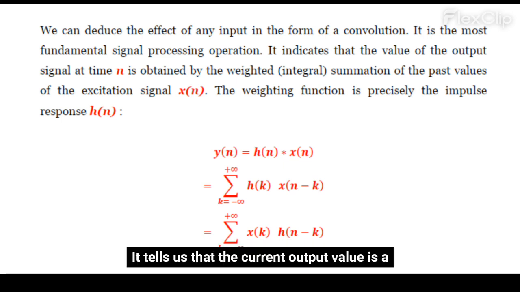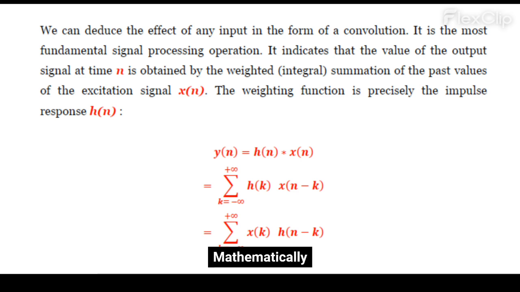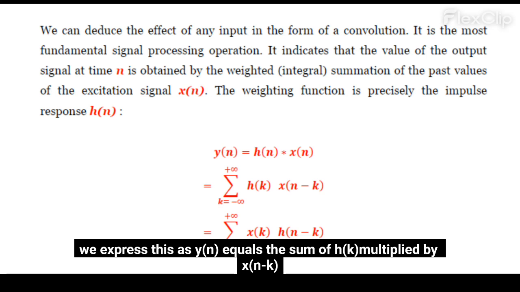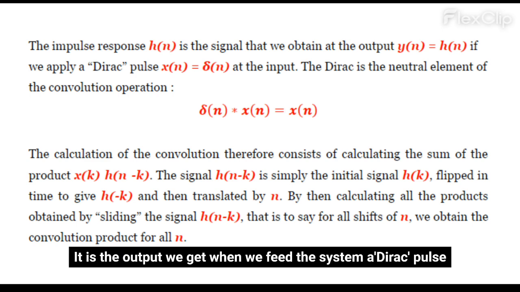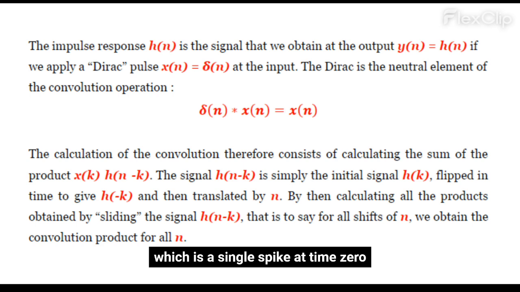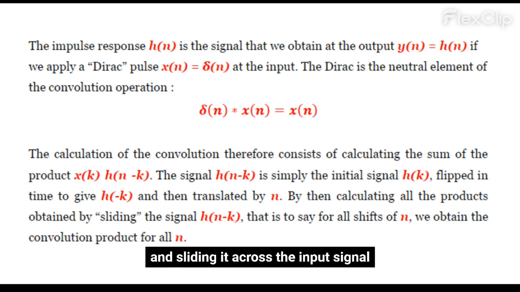It tells us that the current output value is a weighted sum of the past values of the input signal. Mathematically, we express this as y[n] equals the sum of h[k] multiplied by x[n-k]. So, what exactly is the impulse response h[n]? It is the output we get when we feed the system a Dirac pulse, which is a single spike at time 0. You can visualize the convolution calculation as taking the impulse response, flipping it in time, and sliding it across the input signal, calculating the overlap at every step.